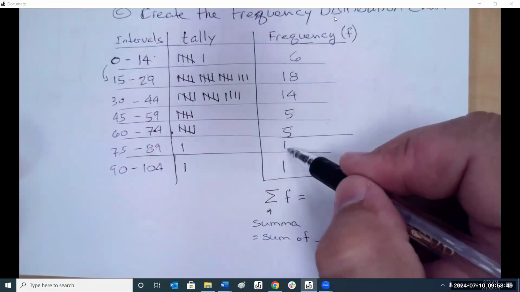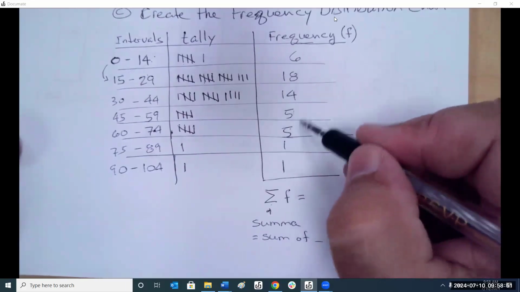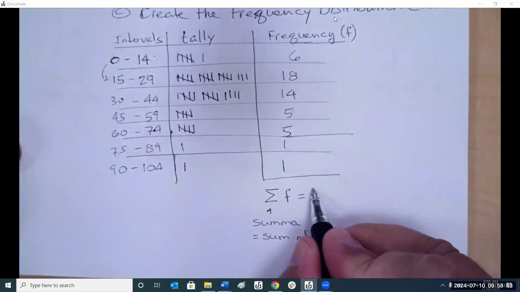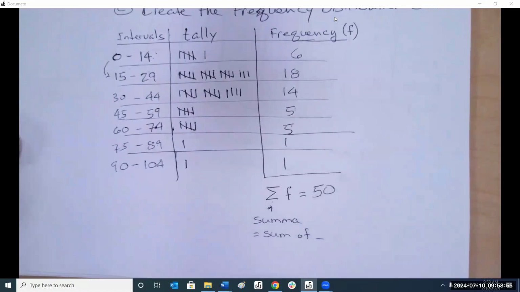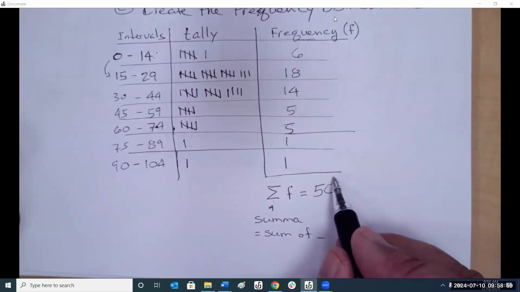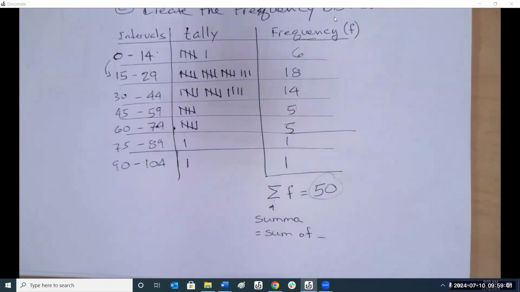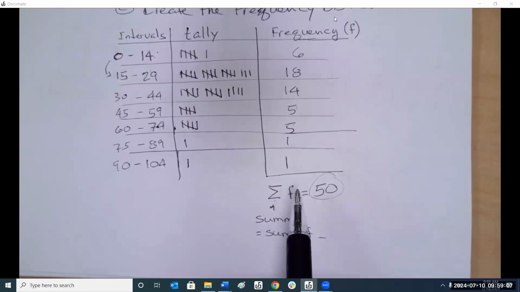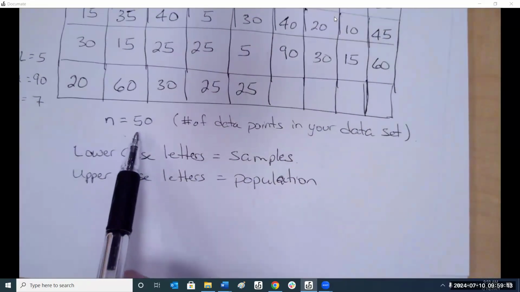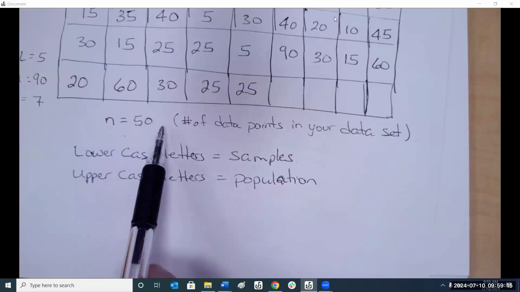there's 10, there's 20, 30. This has to be 50. If it's not 50, if it's more or less, you did something wrong. Why does it have to be 50? Yep, because our sample size is 50.